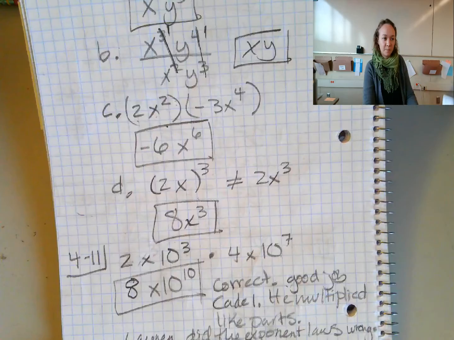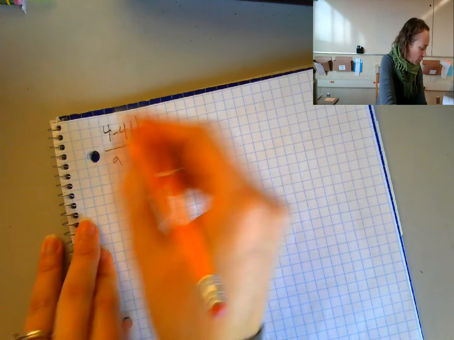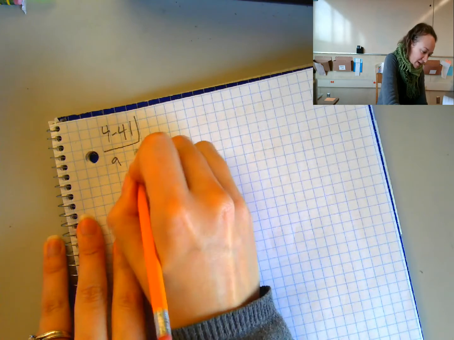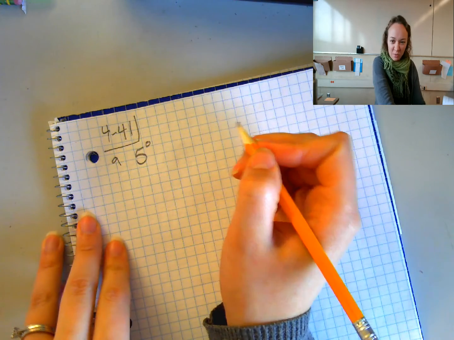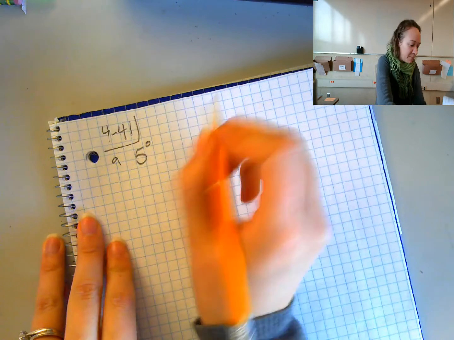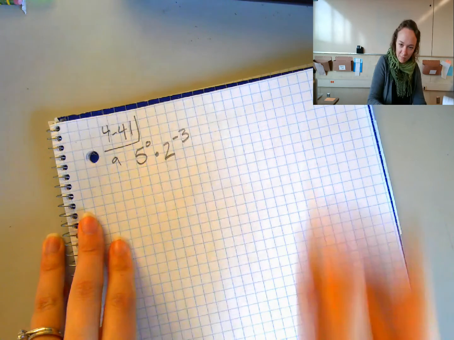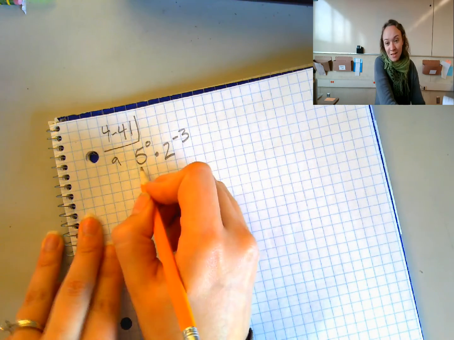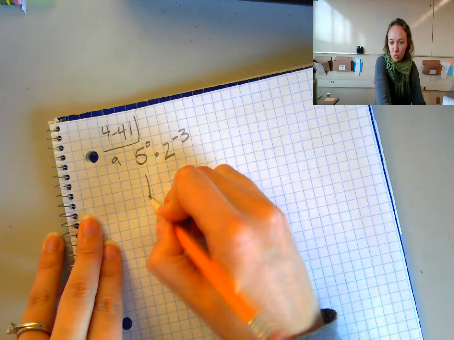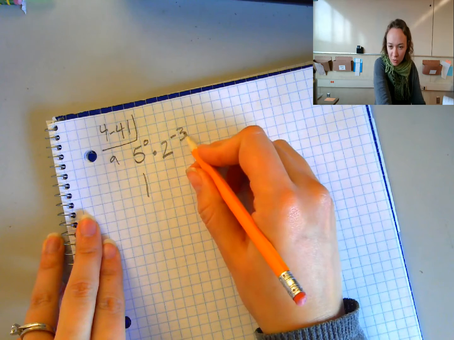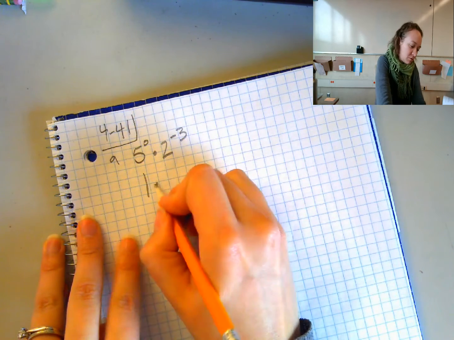All right. Finally, on 4-41 for A, we have 5. This is the problem that I saw the most mistakes on, so I'm going to go a little slower through this one. So we had 5 to the 0 times 2 to the negative 3. So 5 to the 0, we remember anything to the power of 0 is 1. And 2 to the negative 3, we can just leave that for right now.